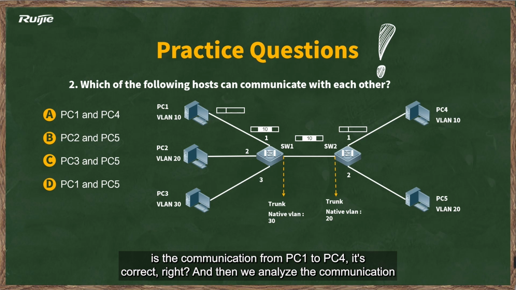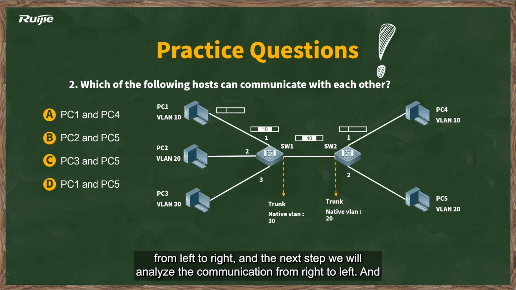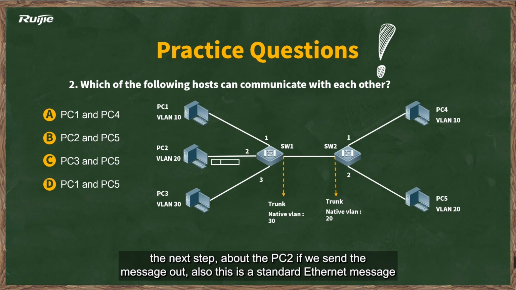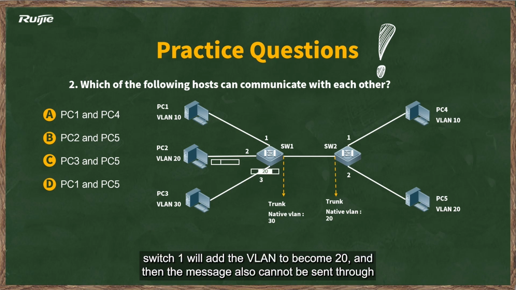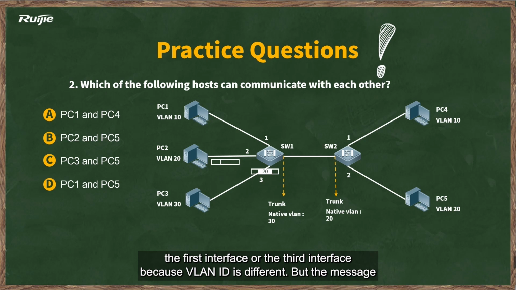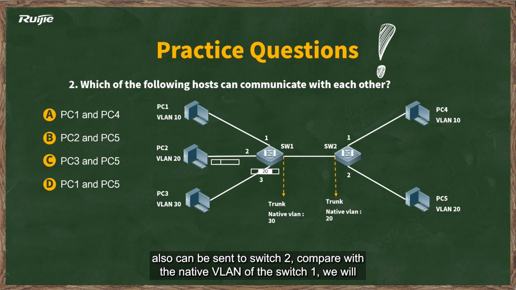We analyzed the communication from left to right, and the next step we will analyze the communication from right to left. Next, PC2: if we send the message out, it is also a standard Ethernet message, and we send it to switch 1. Switch 1 will add VLAN 20. The message cannot be sent through the first or third interface because the VLAN ID is different, but it can be sent to switch 2.